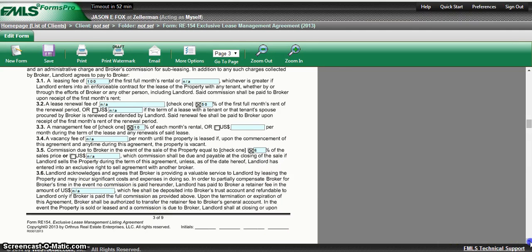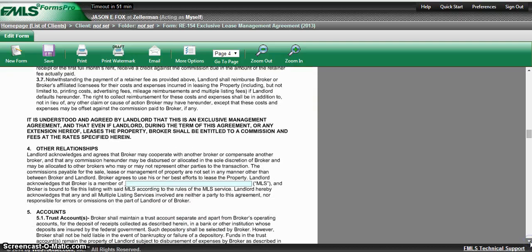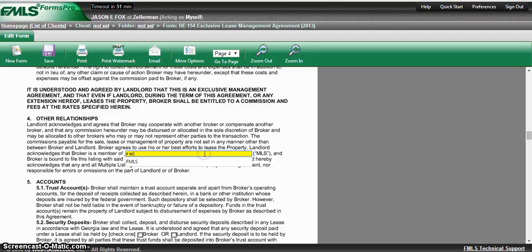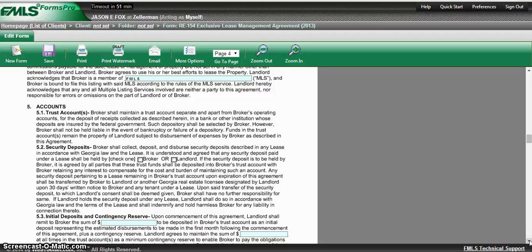Okay. Now this is page 3 of 9. Make sure they sign an initial at the bottom, both of you, on each page. We are a member of FMLS. To some of you, this is going to seem a little foreign because you're not used to property management. The security deposit, since we're managing it, we will hold it by the broker. If the landlord is holding it, you would check landlord, but we can't manage it and let them hold the security deposit, so we would hold it in this case.